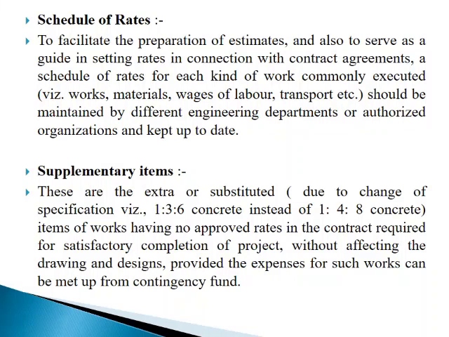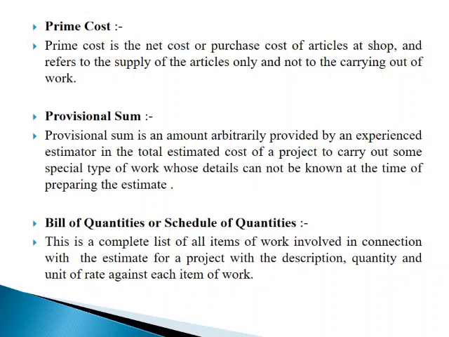Next are the supplementary items. These are extra or substitute items due to change in specification. For example, if the grade of concrete is changed from 1:3:6 to 1:4:8, then items of work having no approved rates, if the contract requires them for satisfactory completion of the project without affecting the drawings and design, provided the expenses for such works can be made up from the contingency fund. These are the supplementary items.